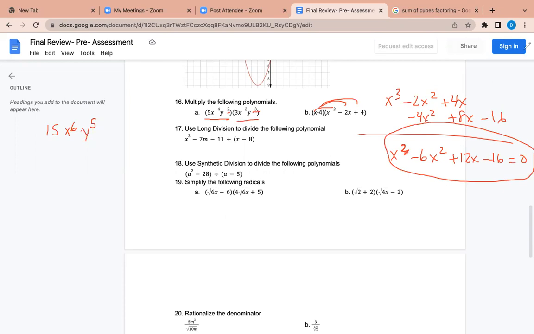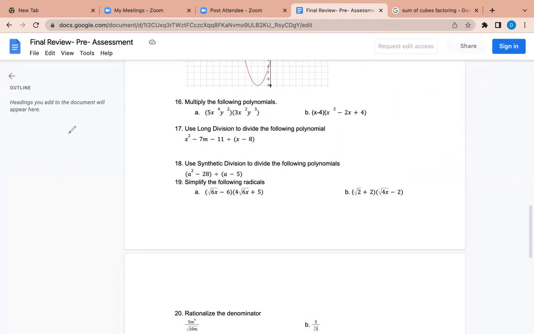Number 17 here, you're going to divide. So it's long division: x minus 8 divided by x squared minus 7x minus 11. Remember, if they were exponents where they skipped a power, then you would have to put a 0 in between as a placeholder, but this goes 2, 1, this is x.